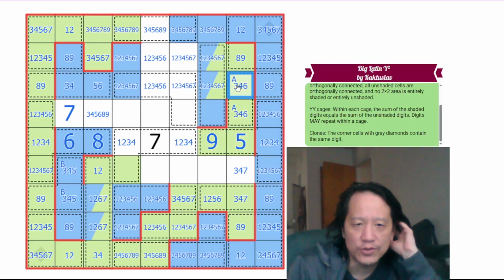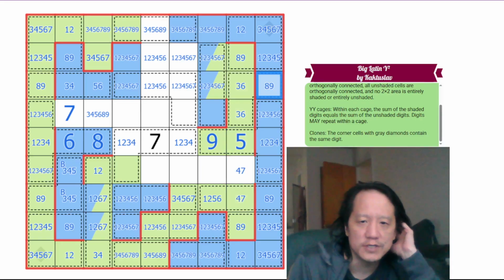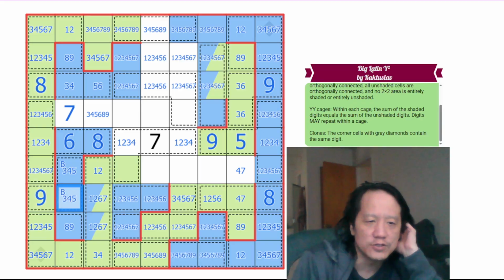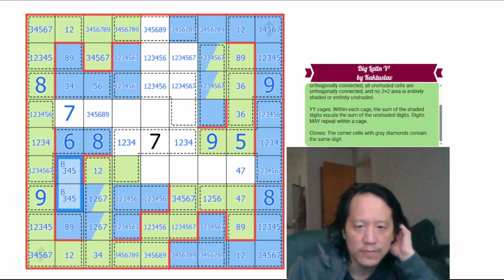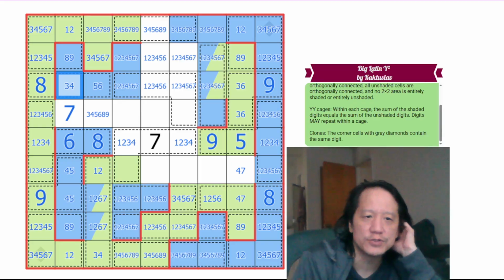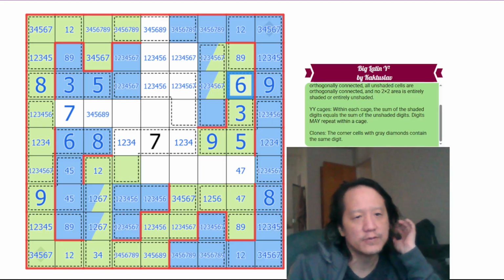So it can't be 3 and it can't be 4, 5. It has to be 3, 6. So this is 3, 6. So that eliminates 3 here. 3 and 6 add up to 9. So this is 9. This is 8. This is 8 then. This is 9. So this must be 4 and 5 here. Which eliminates 4 here. So this is 3 and 5. 3 eliminates 3 here. So it's 6 and 3.